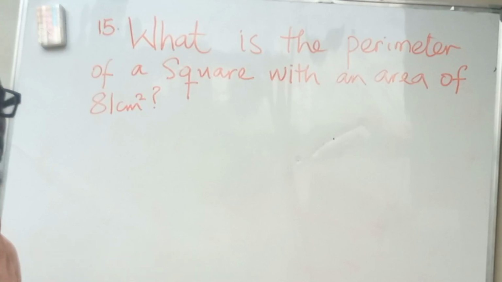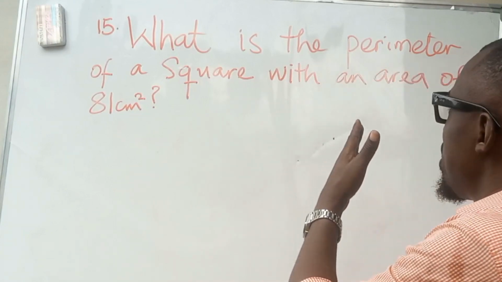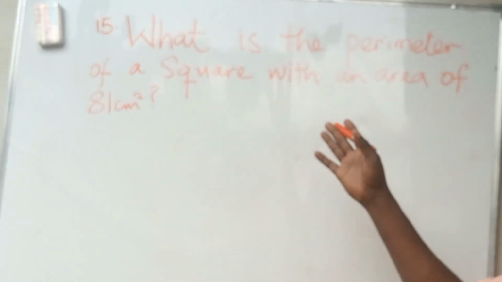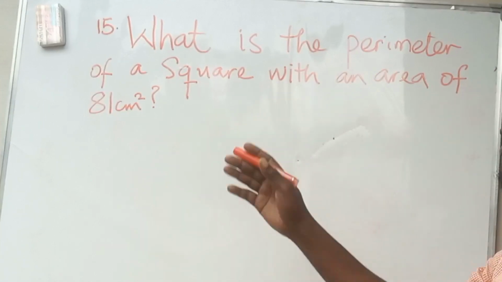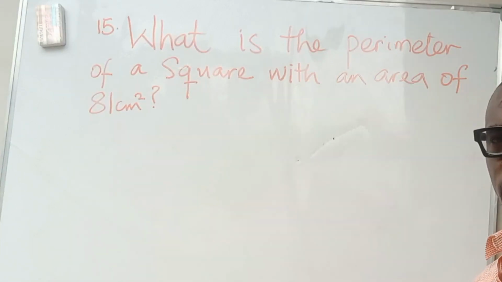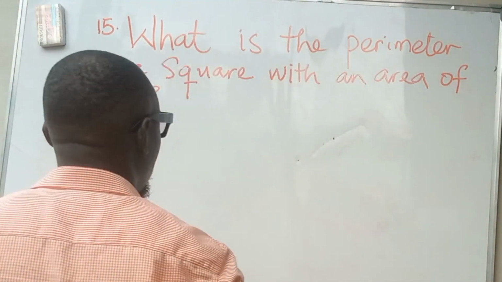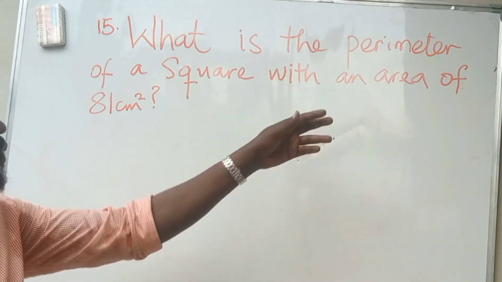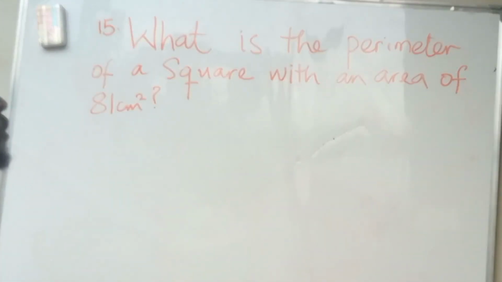Yeah, we have a question that says, what is the perimeter of a square with an area of 81 centimeters square? It's a very simple one, and I want us to start with the last statement that says area of 81 centimeters square.